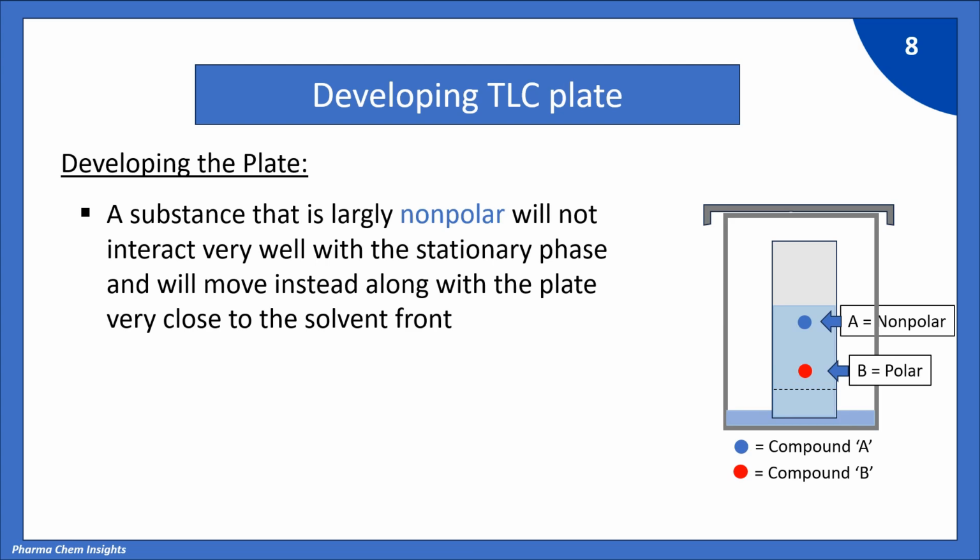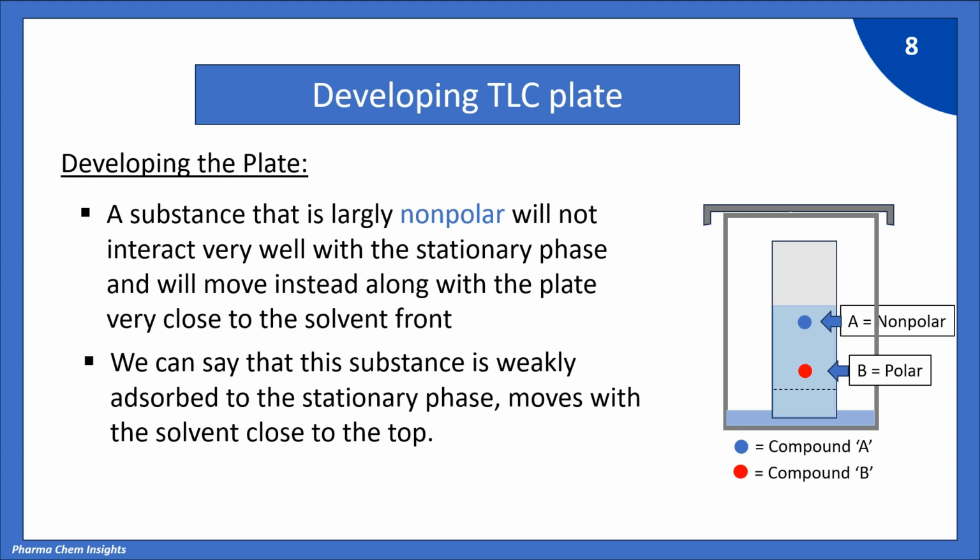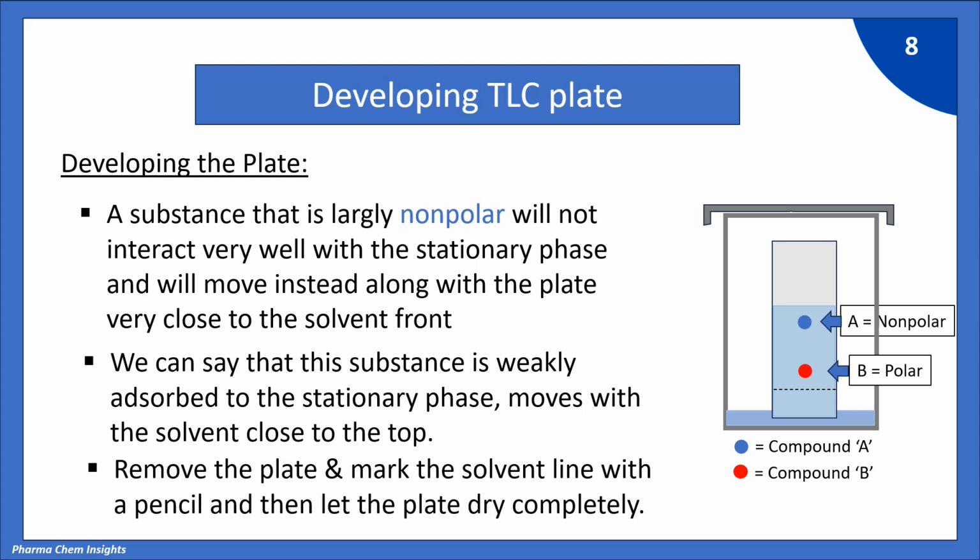A substance that is largely non-polar will not interact very well with the stationary phase and will move along the plate very close to the solvent front. We can say that this substance is weakly adsorbed to the stationary phase, moves with the solvent close to the top. You can see the image on the right hand side. Compound A with blue color spot is non-polar. Now remove the plate and mark the solvent line with a pencil and then let the plate dry completely.